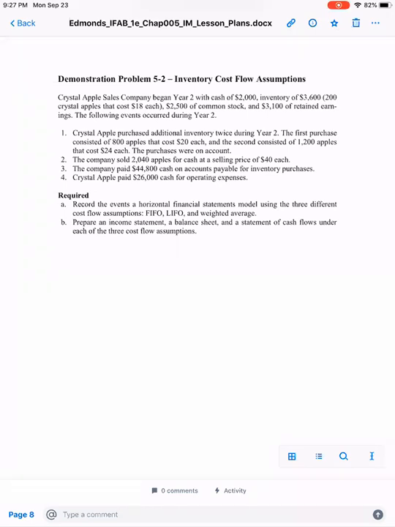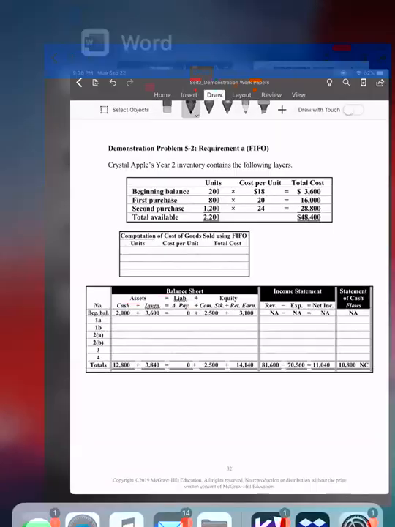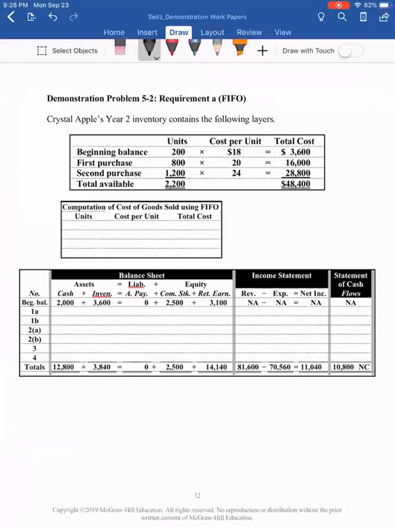So we're going to record these events in the financial statement model using FIFO, LIFO, and weighted average, and then we're also going to prepare the income statement, balance sheet, and statement of cash flows under these 3 assumptions. The one thing I want to point out is that with LIFO, FIFO, and weighted average, first off, a company would only pick one. Now, they could pick one for different product lines, but for the most part, they pick one for their company as a whole.